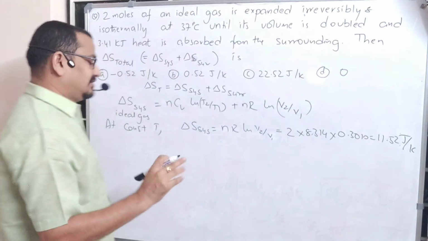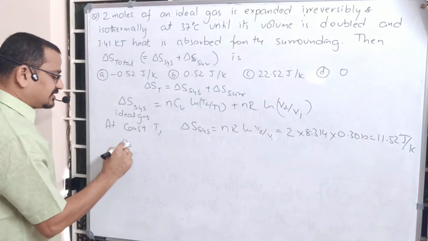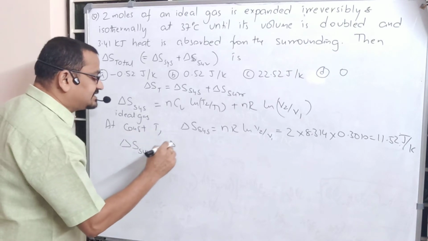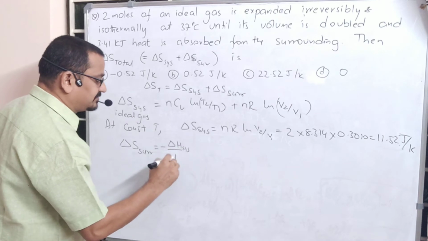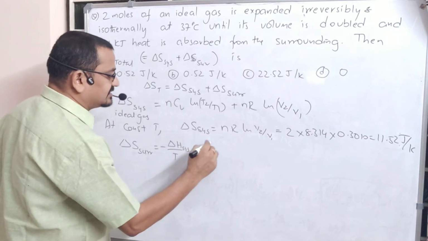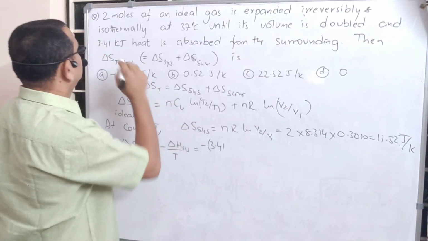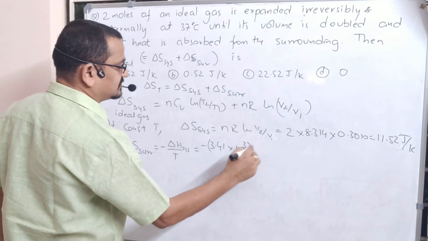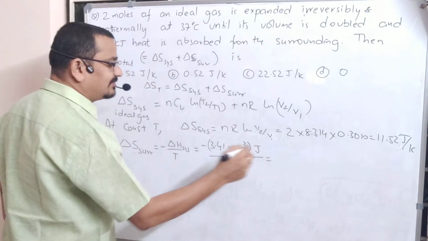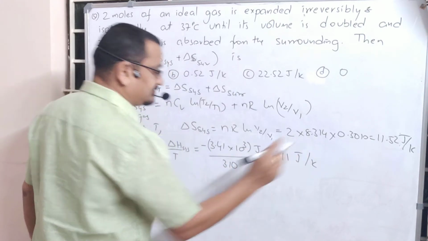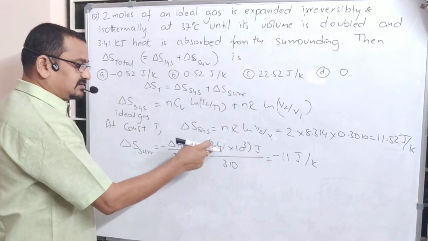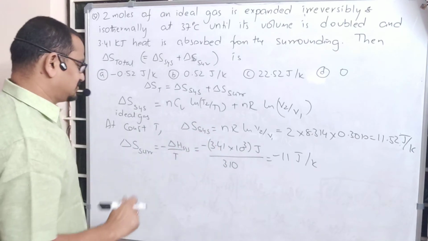This is the value. Now, what is the formula to calculate the entropy of the surroundings? It can be calculated as minus delta H of the system by T. What is delta H of the system? Absorbed, so it is minus 3.41 kilojoules, into 10 to the power 3 joules, over a temperature of 310 Kelvin, which will be minus 11 joule per Kelvin on division. Now see, 31 again, another 31 is there. So 11 joule per Kelvin.